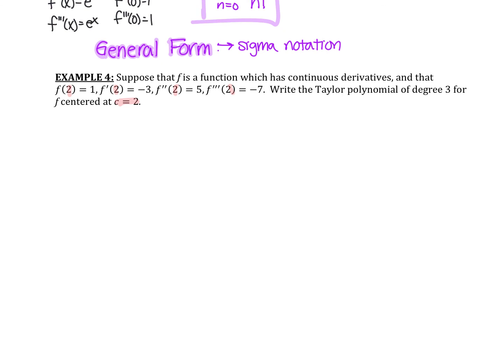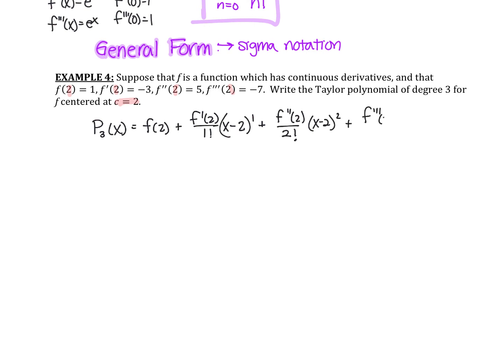So if I write an expression for this polynomial, my p sub 3 of x would be f of 2, according to Taylor, plus f prime of 2 divided by 1 factorial times x minus 2 to the first, plus f double prime of 2 over 2 factorial times x minus 2 squared, plus f triple prime evaluated at 2, over 3 factorial, x minus 2 to the third, plus, and I would keep going, except that's all that I was given.